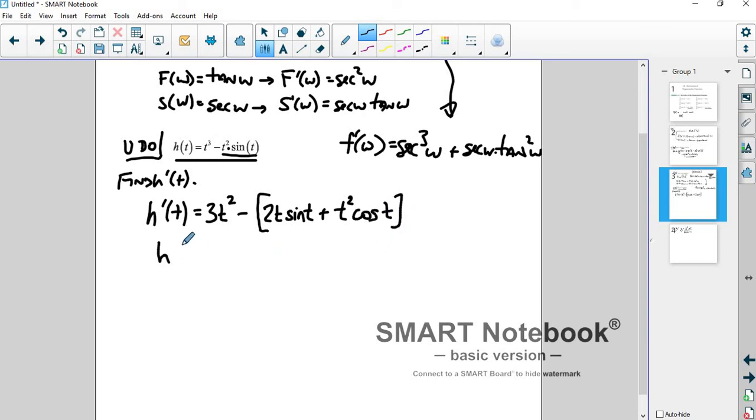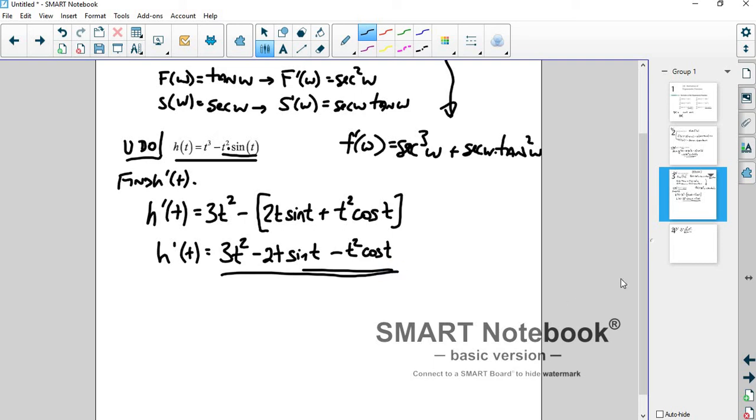Okay, and then if you wanted to simplify this a little bit, you distribute that negative sign through, you get 3t squared minus 2t sine of t minus t squared cosine of t. And that's the answer. Okay? So again, we're just building on the rules we already had. If you aren't real comfortable with the product and the quotient rules, then you're going to want to go back and make sure that you know those well before you jump into this.